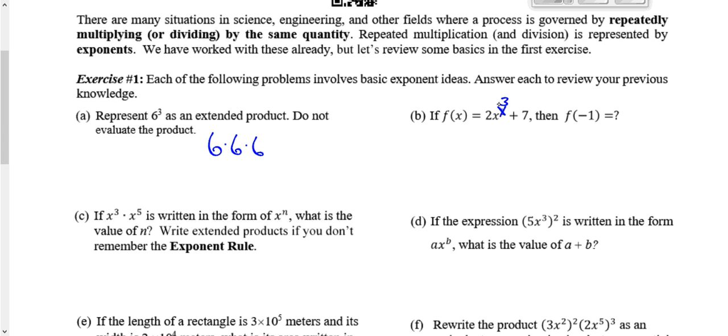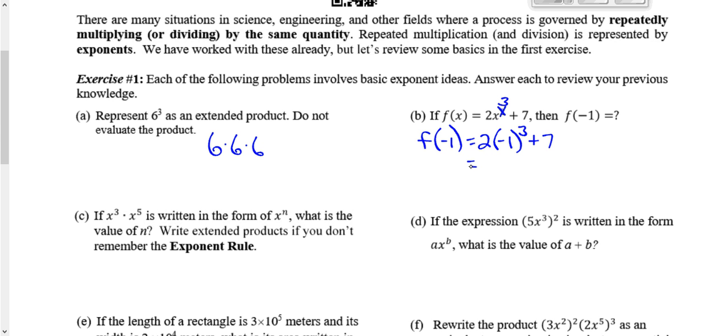Okay. So f of negative 1 is going to be equal to 2 times negative 1 cubed plus 7. Now, please tell me you don't want to do 2 times negative 1 first here. No. Negative 1 to the third power would be what, guys?